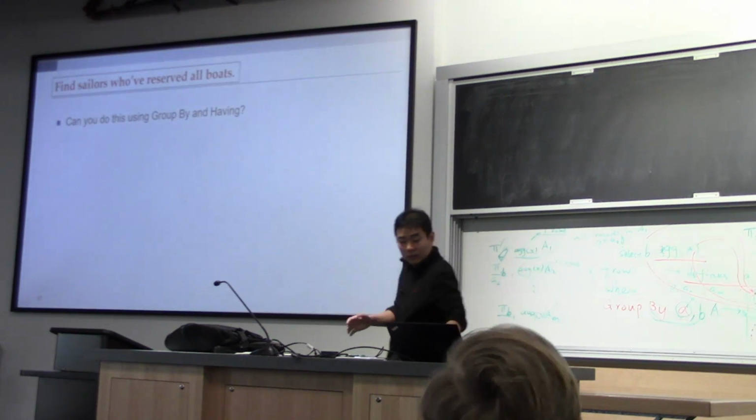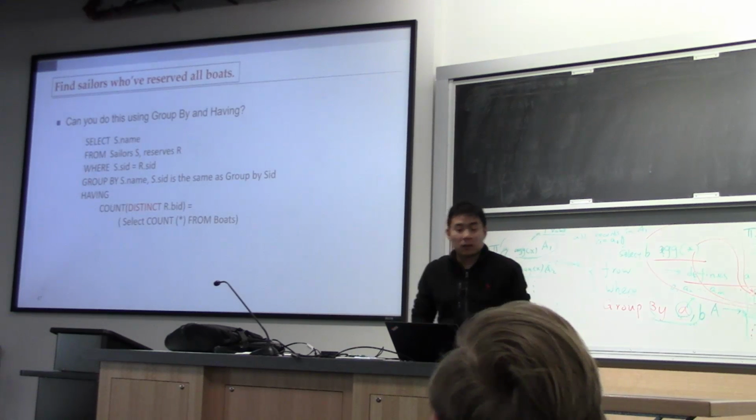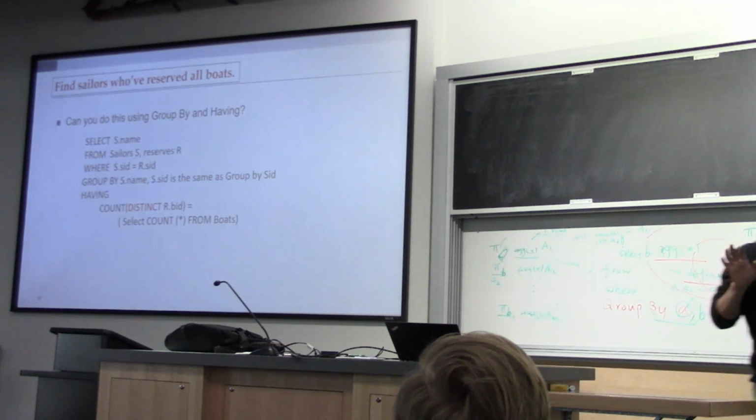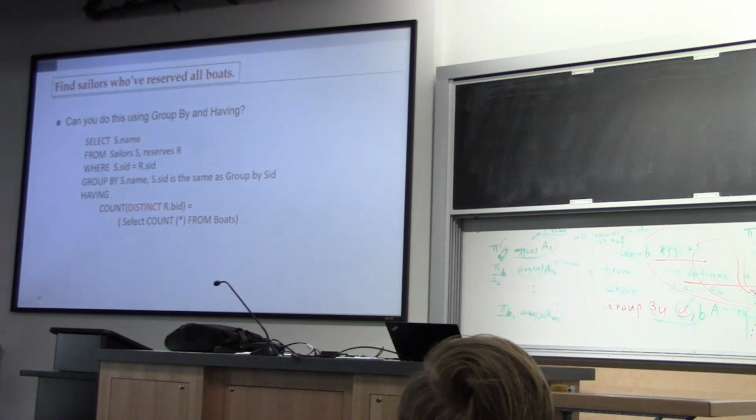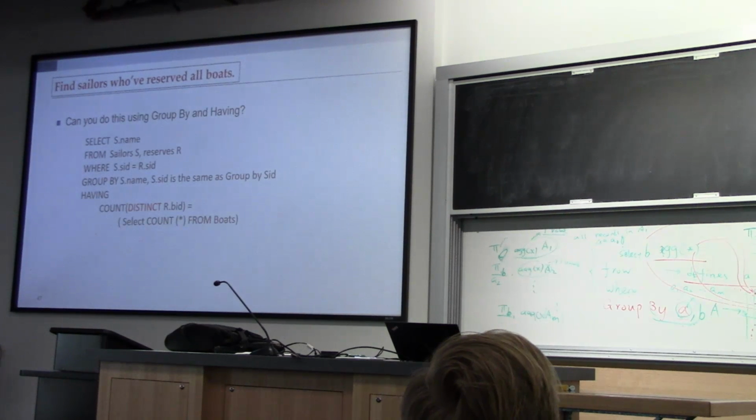Right? In this case. Can someone explain why grouping by sailor name and sailor ID is the same as group by just sailor ID? Because sailor ID is the key. In fact, this is something we're going to discuss later on.